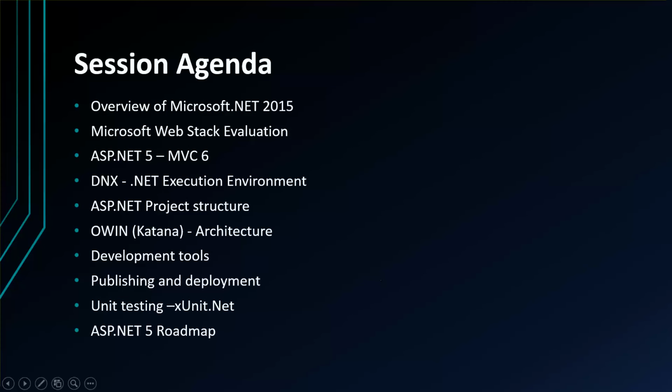The session agenda would be the overview of Microsoft .NET 2015, Microsoft Web Stack Evolution, ASP.NET 5 and MVC 6, the .NET Execution Environment, and ASP.NET Project Structure. OWIN Katana architecture is the middleware architecture. We'll also see what different development tools are available to design and develop web apps, how we can publish and deploy the applications, what about unit testing, and what is special about xunit.net. Finally, we'll end up with the roadmap and releases.